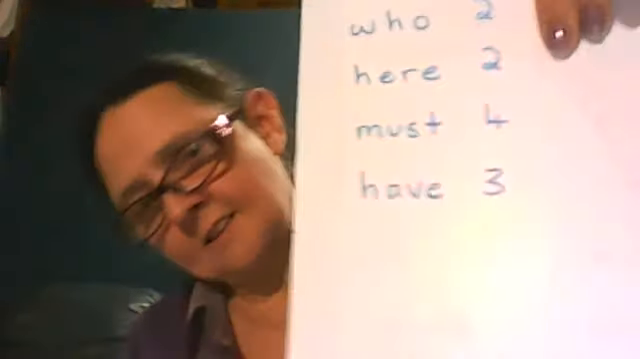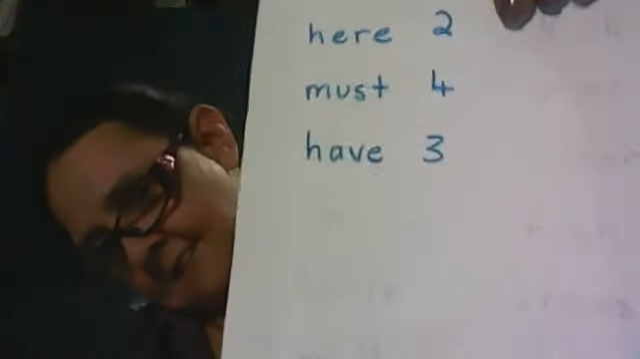Let's try this one. Have. Have. Sorry, fingers only. Have. Let's do that again. Have. That has 3 sounds. That's what we were looking out for, was what has 3 sounds in. So there we are. That one has 3 sounds, doesn't it? Okay, have has 3 sounds.